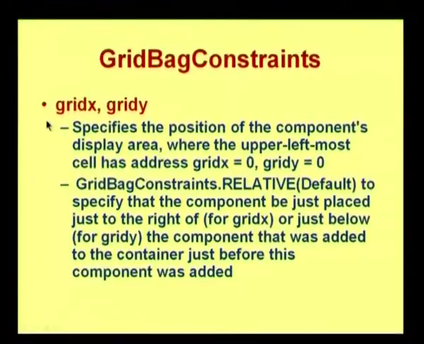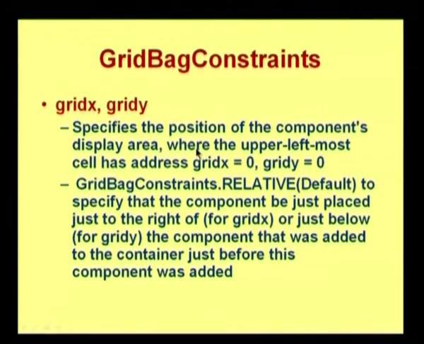You know that a bag is nothing but a data structure which could hold other components. Here using this grid bag we split that particular bag which is going to contain your components in the form of grids. You can see these are all the various parameters based on which you construct the constraints. One is gridx and gridy. This gridx and gridy specify the position of the component's display area, where the upper leftmost cell has address gridx equal to 0 and gridy equal to 0.